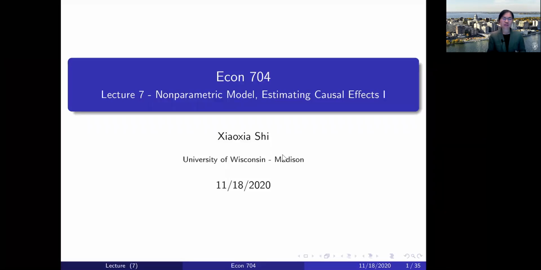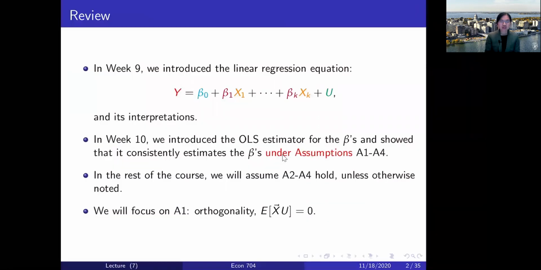In this lecture, I will talk about two things. One is a very brief introduction to non-parametric estimation, and the second is the introduction to estimating causal effects. Now let's start with a brief review.